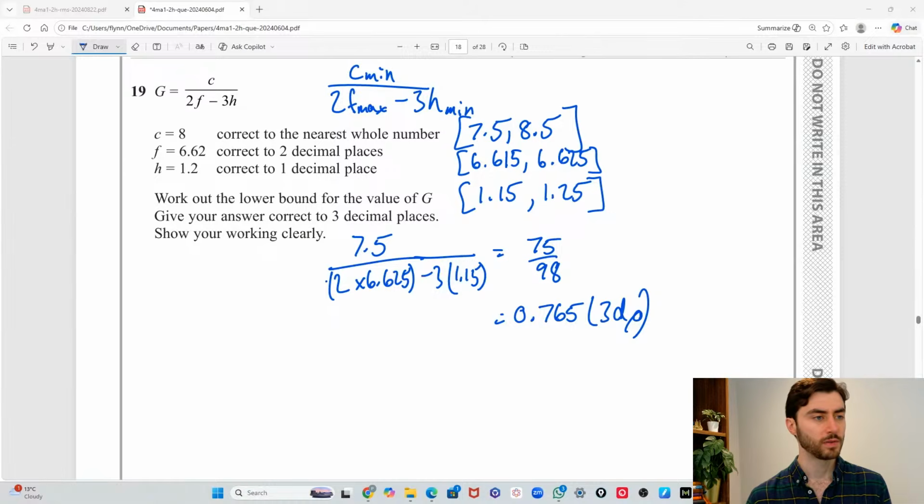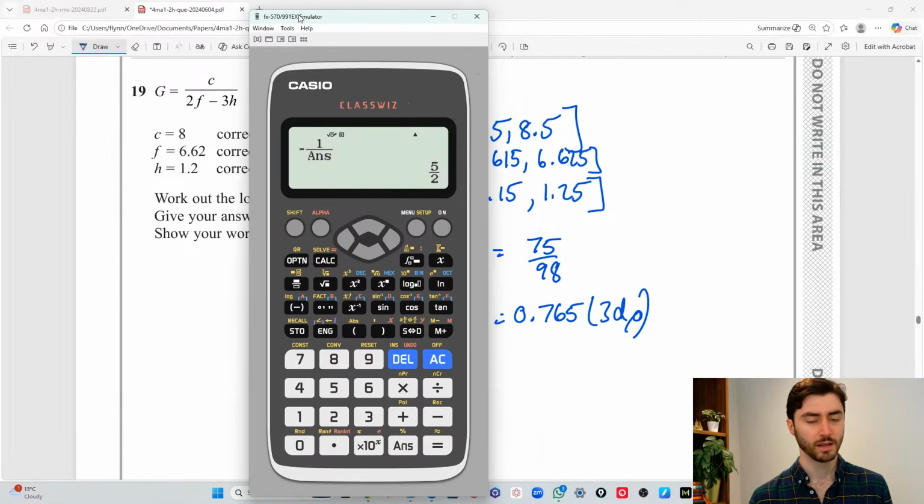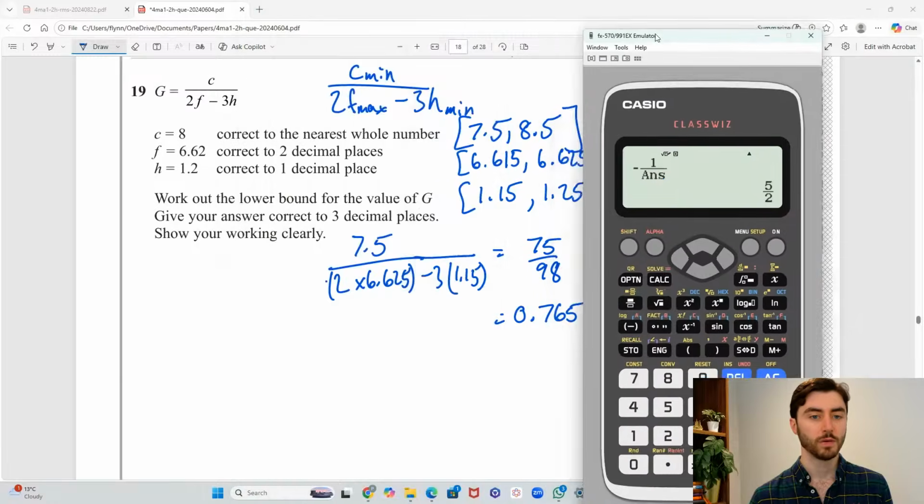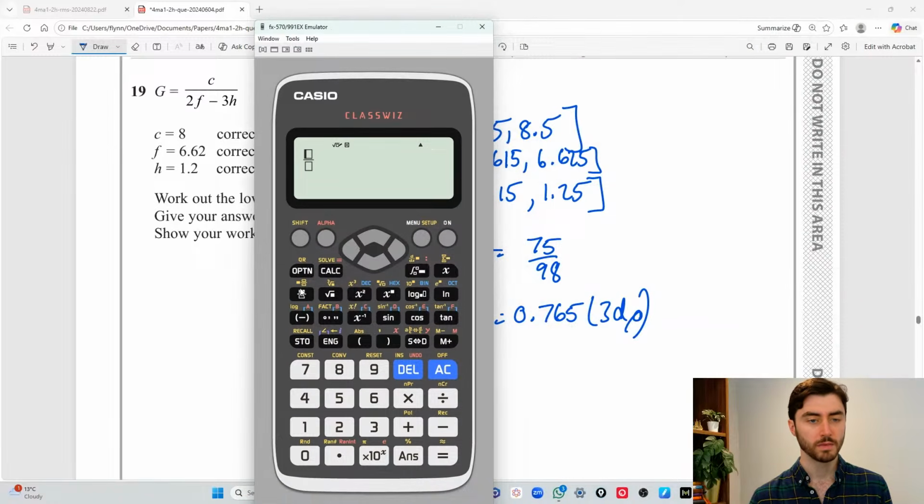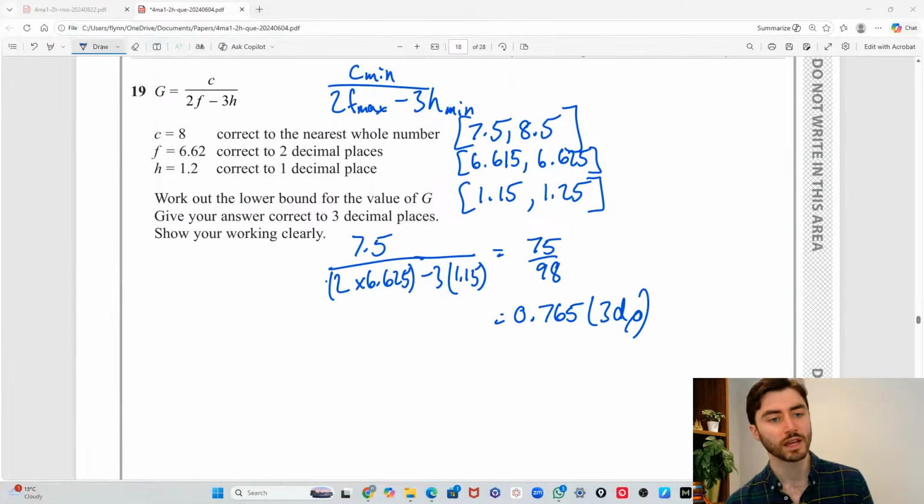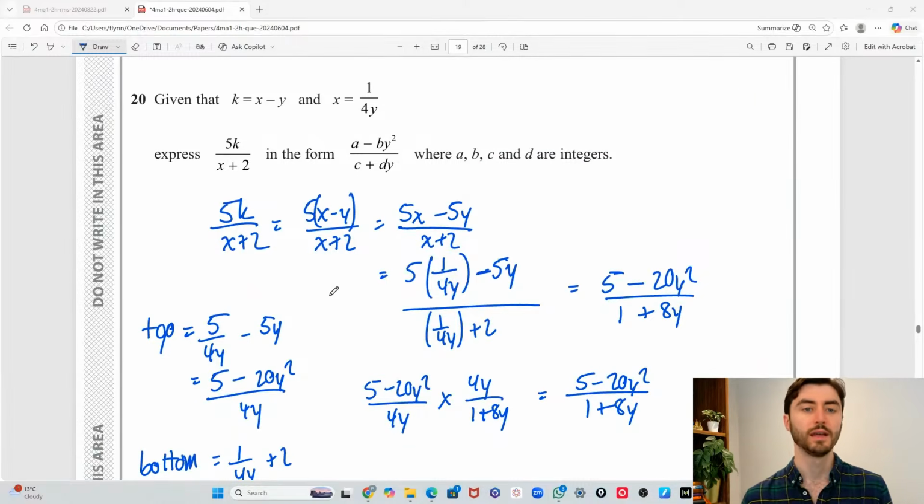Here, working out the lower bound, that is just a case of repeating it. So we want the lower bound of G. So we want the minimum C, which was 7.5, all over 2 lots of the maximum F, 6.625, minus the minimum H, 1.15, which is 0.6. Yeah, so there's not really any checking here special, you just kind of redo it.